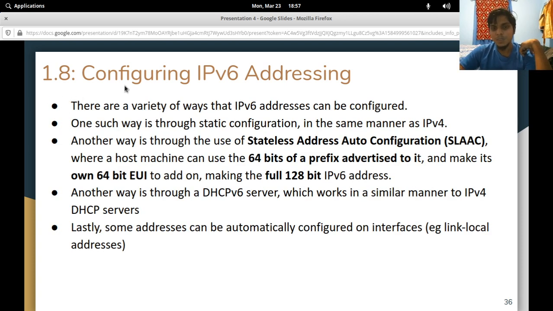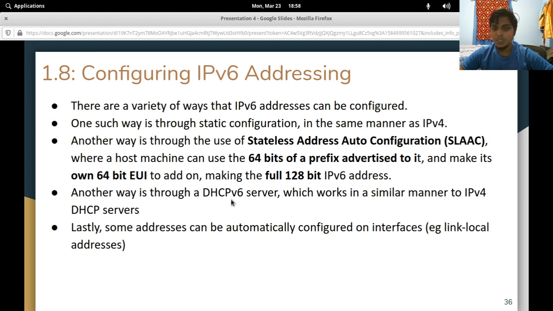Now there are a variety of ways that IPv6 addresses can be configured. One such way is through static configuration, which is in the same manner as IPv4. Another way is the use of stateless address auto-configuration, which is the SLAAC word that I mentioned before. So SLAAC stands for stateless address auto-configuration. What SLAAC does is basically a host machine uses the 64 bits of a prefix advertised to it, and it makes its own 64-bit end user identifier to add on, which is the EUI. It uses those 64 bits of the prefix and its own 64-bit EUI to make that full 128-bit IPv6 address. So that's how SLAAC works.